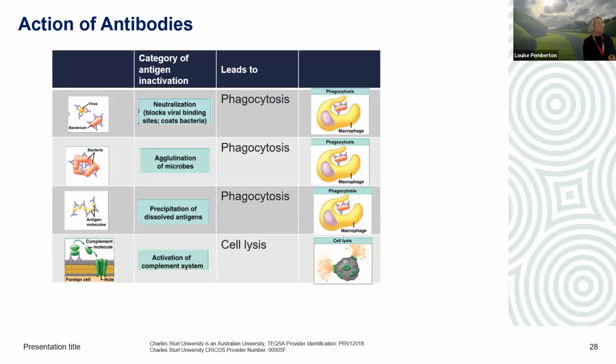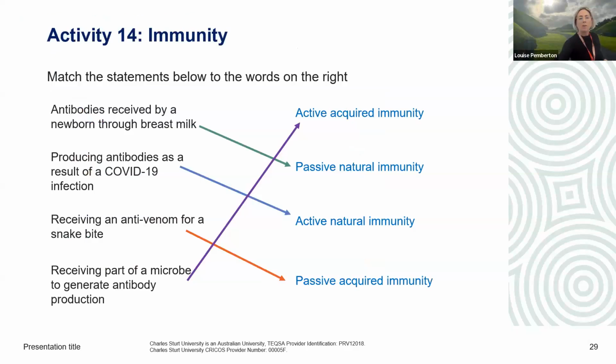Okay, the last one, which is not really an activity because it's already done for you, would have been matching those statements to the words on the right. So make sure you know your 4 different types of immunity, the 2 that are passive and the 2 that are active. Remember, with active immunity, it's your own immune system that's doing the work, whether that be by getting the infection itself, or getting a vaccination. You're still getting your immune system to generate that immune response. Whereas with the passive, your immune system's not doing anything at all.